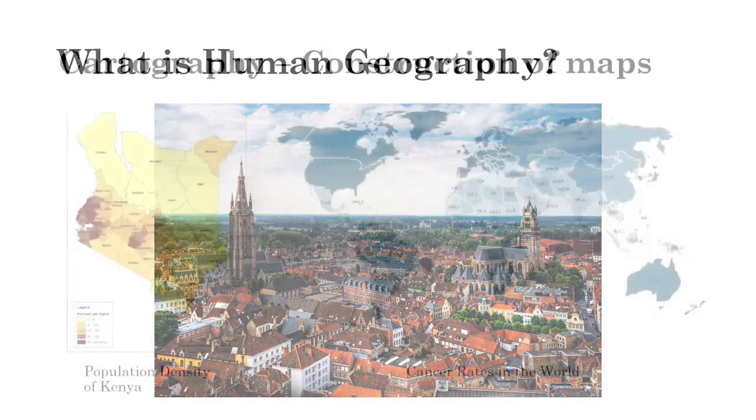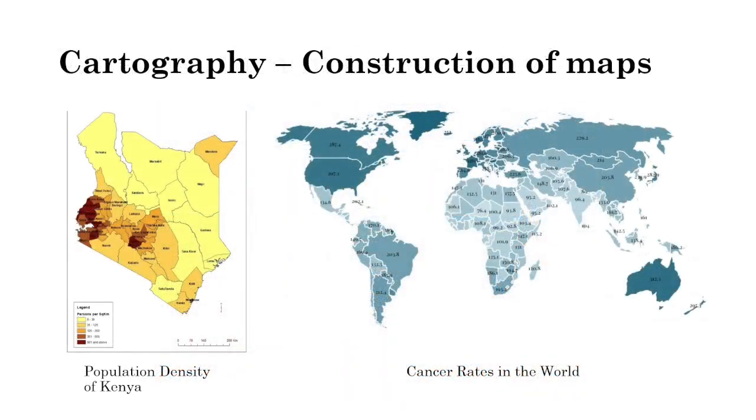So cartography is the construction of maps, and you're going to see a lot of maps in this lecture and in the entire course. It's very important. So, I just have two maps here to show our first two maps, the population density of Kenya and cancer rates in the world. Population is something that gets its own unit in this course. It's so important to understanding human geography.